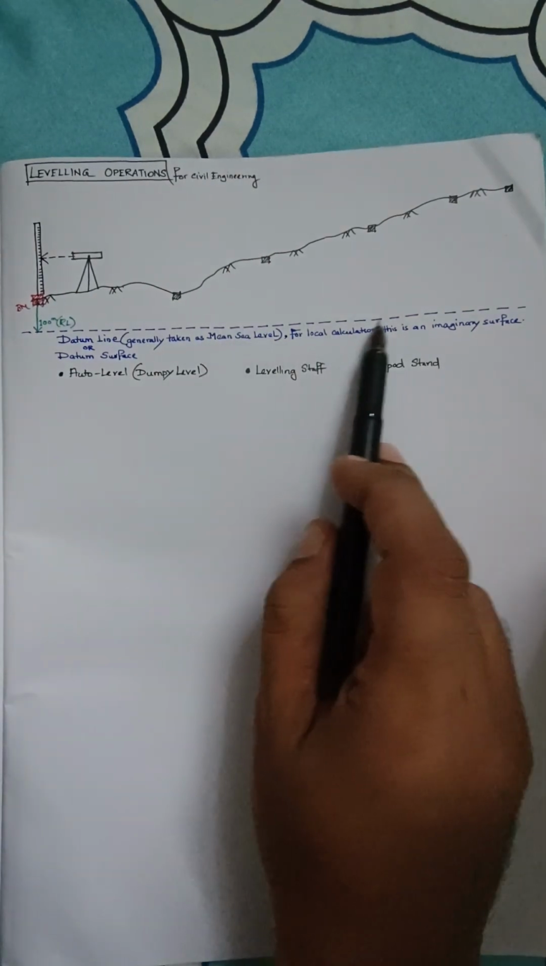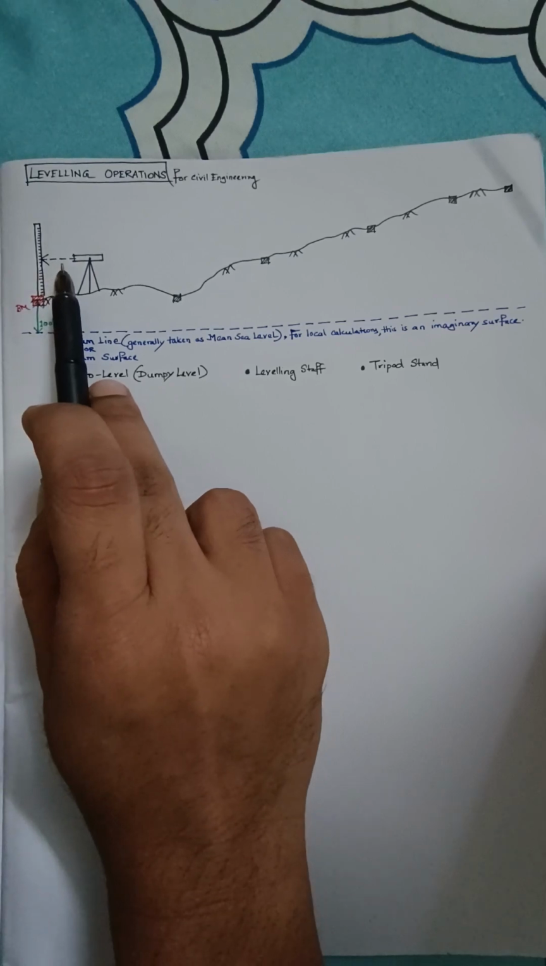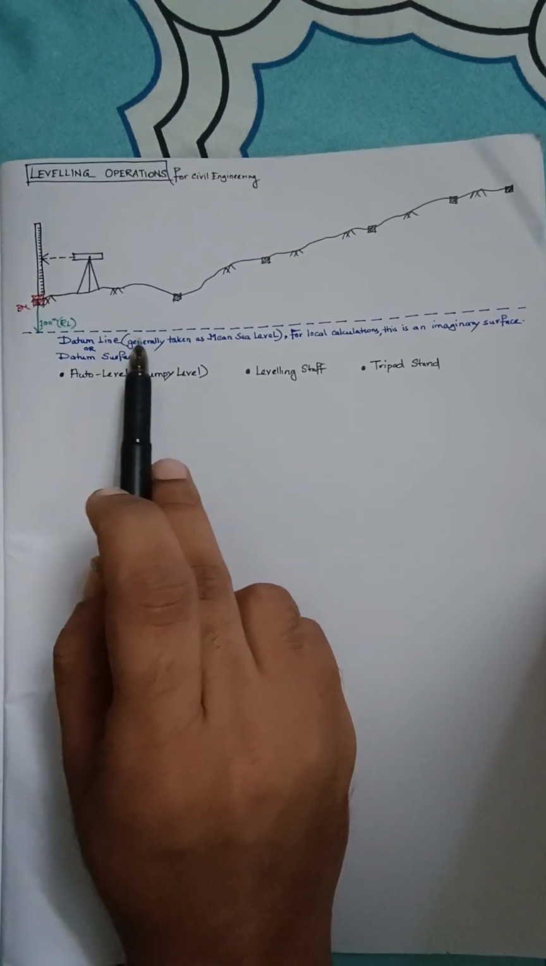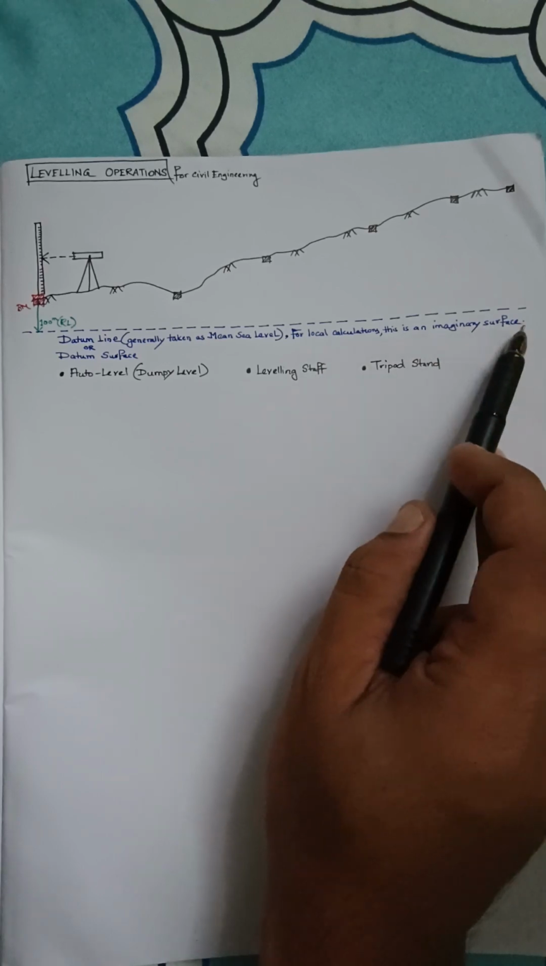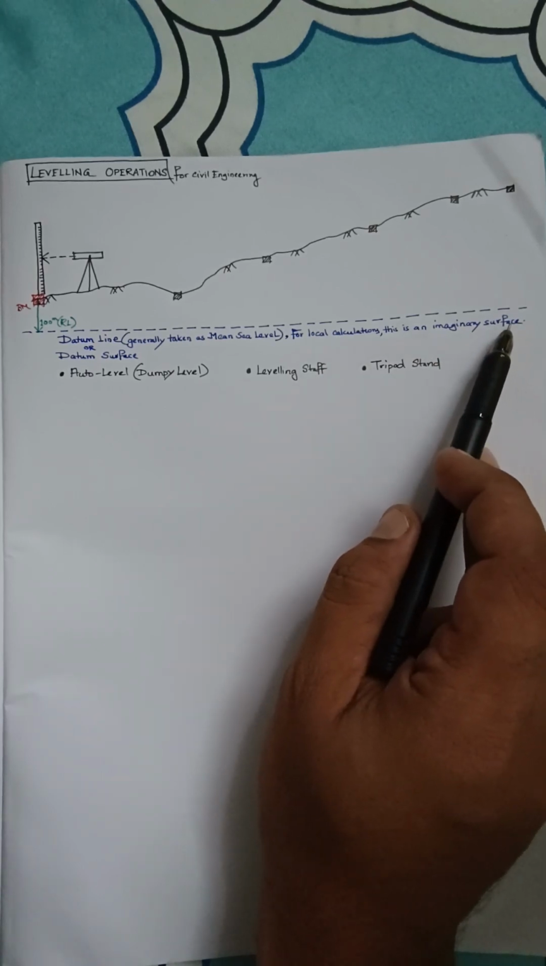Now, why is this line a dotted line? Because it is an imaginary line. We can just imagine it, but we'll never see the line of vision, right? You can never see a line of vision. Any line which is dotted, drawn over here, is simply an imaginary line. Just like this blue color line which we have over here. This line is a dotted line, imaginary. This is a dotted line. This is also an imaginary line. So you can see that for local calculations, this is an imaginary surface. As you can see, I have already mentioned.